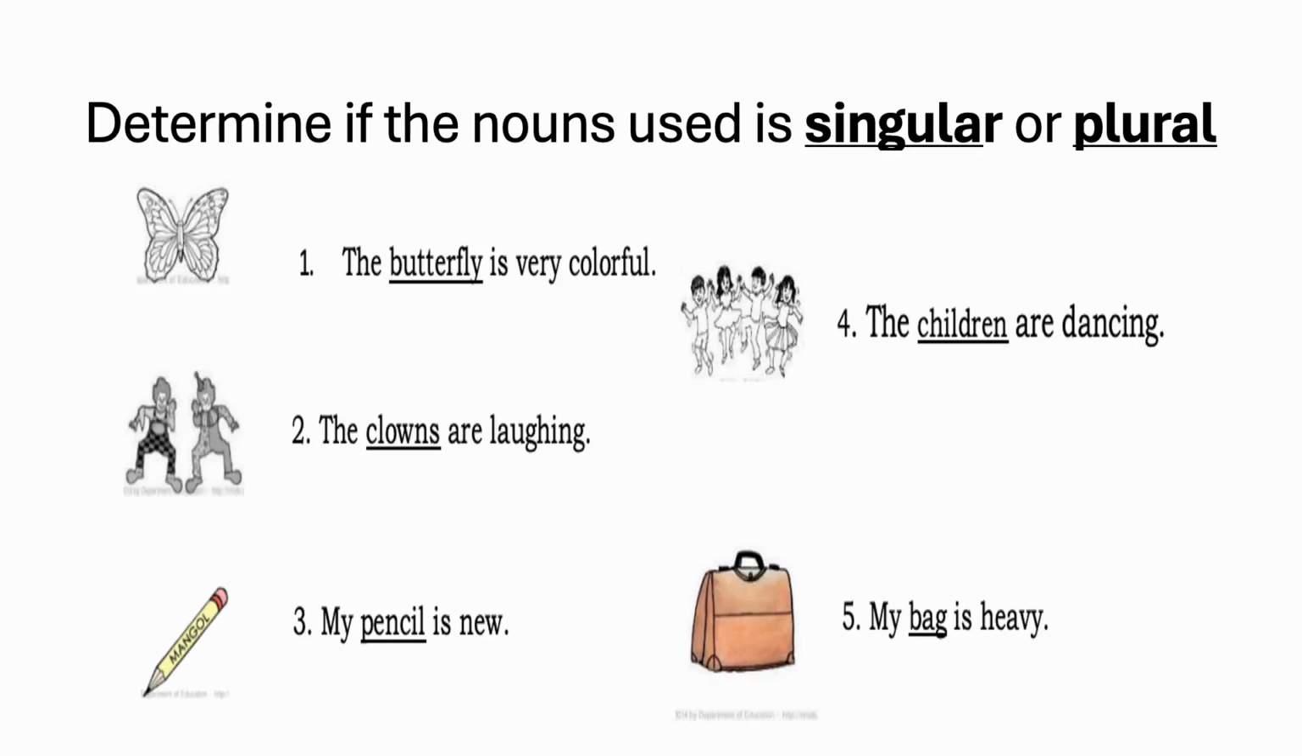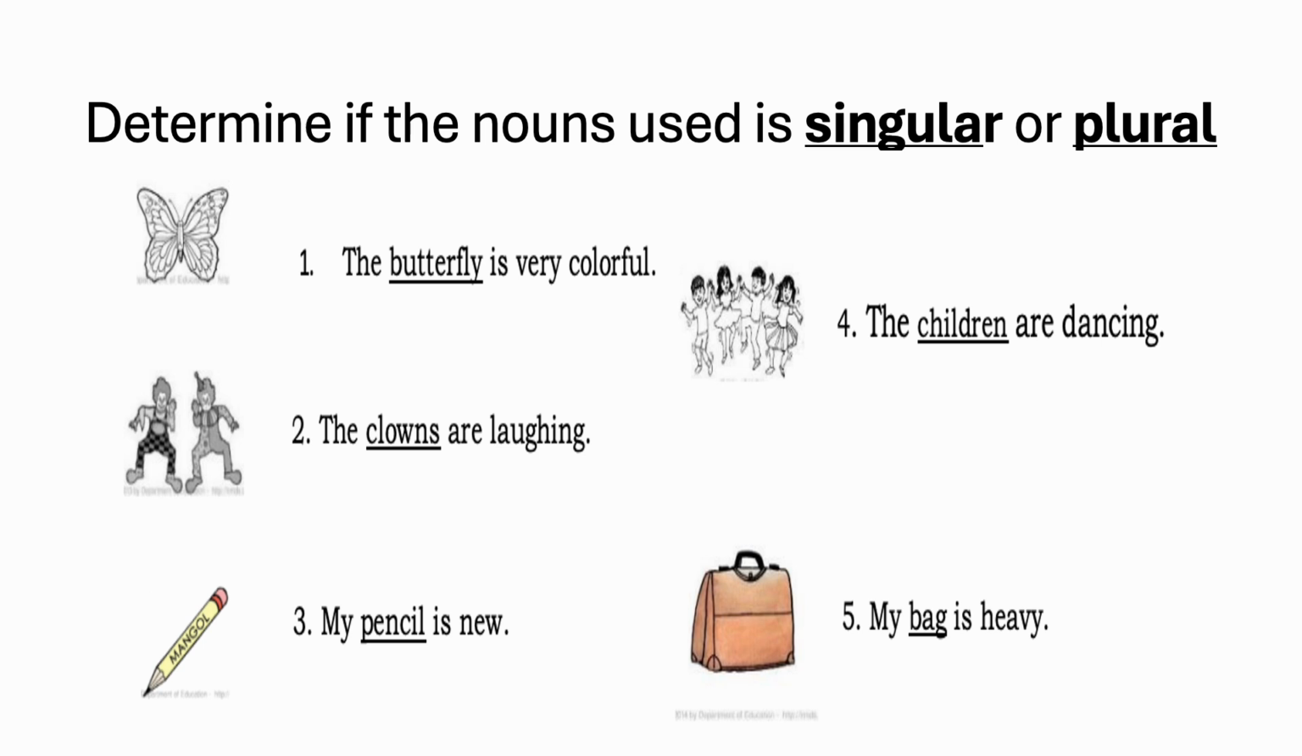Now, let us try to see if you really understood the lesson about singular and plural nouns, and if it's a regular or irregular noun. Look at this. The word is butterfly. Is that singular or plural? Clowns, pencil, children, bag.